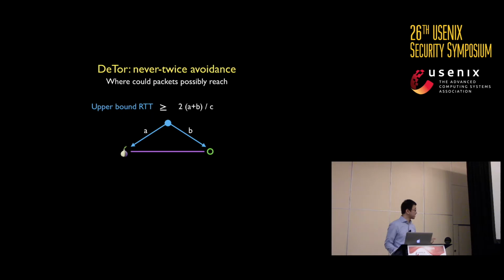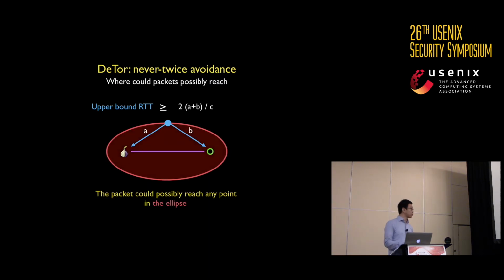Consider all such possible points. They will form an ellipse with focal points on the exit node of the Tor network and the destination. And any point within this ellipse is a point the packet could possibly reach over the exit link.